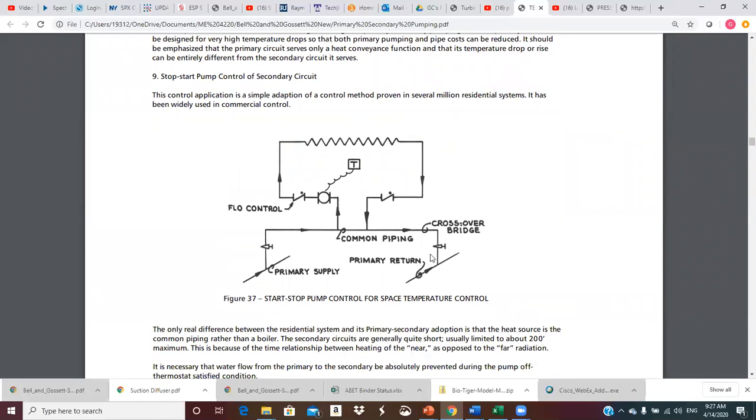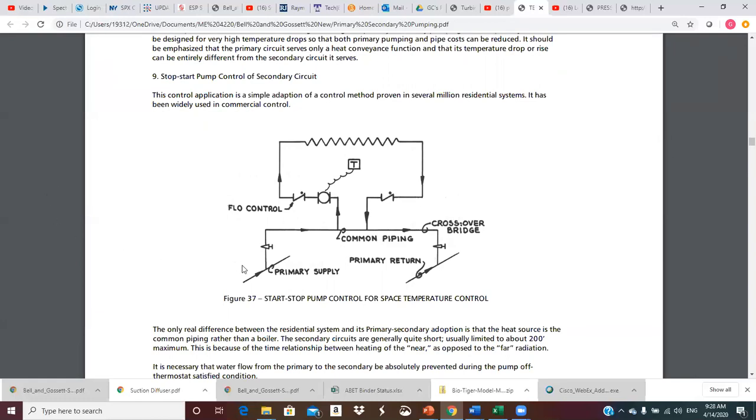We've got some different types of control strategies. We're going to go back through here and discuss some of the characteristics. So point 9, start-stop pump control of secondary circuit. This control application is a simple adaptation of a control method proven in several million residential systems. It has been widely used in commercial control. We went through this before, but we're going to make some other comments here, so we circle back on some of this.